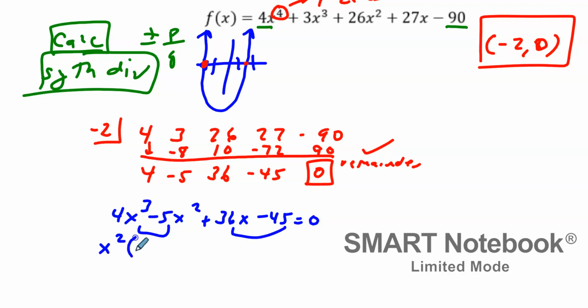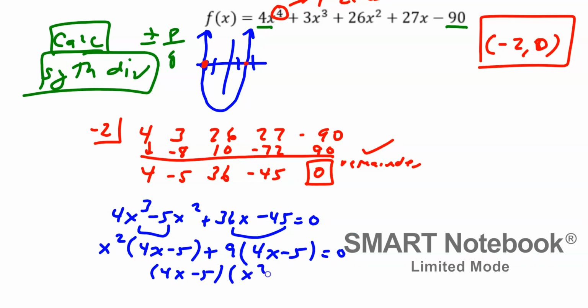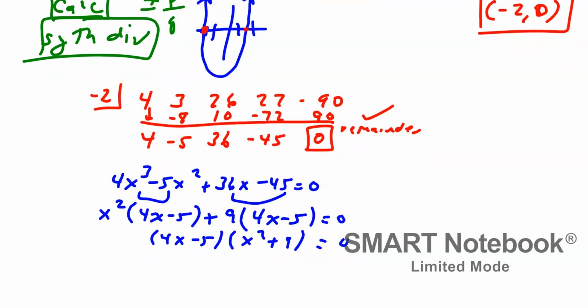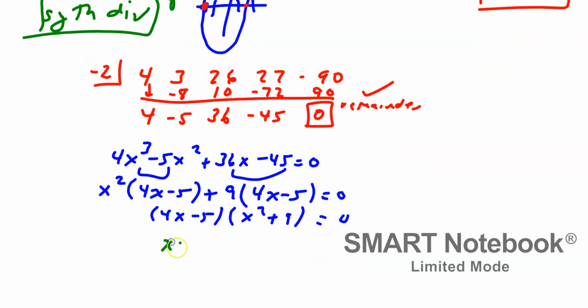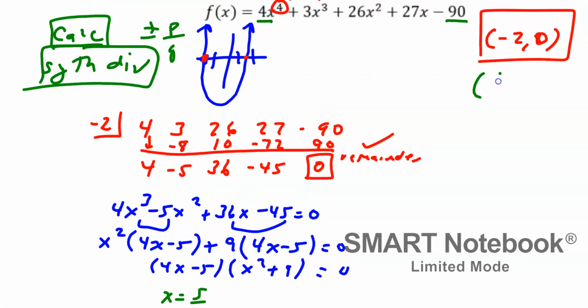My GCF here is x squared, and I'd be left with 4x minus 5. Here, my greatest number that goes into both is 9. If I divide these both by 9, I'm left with 4x minus 5 as well. So this factors to be 4x minus 5 and x squared plus 9 equals 0. If I set both of these pieces equal to 0, this one is going to get me a value of 5/4, which does make sense where it is on the graph, which means that I know that another zero is 5/4, 0.